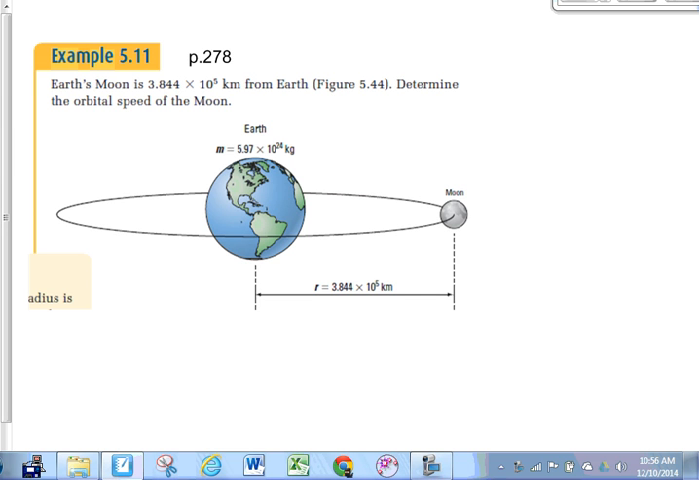Here's a question. It says the moon is this far away from the Earth. We're in kilometers there, and we don't really want that, right? We want meters. So I'm going to circle that to draw attention to it, to remind me. We want to find the speed of the moon.